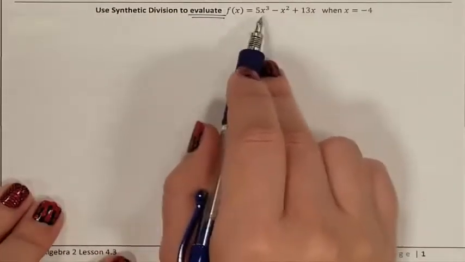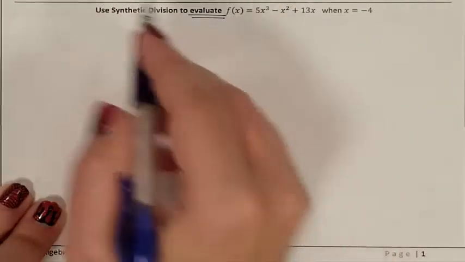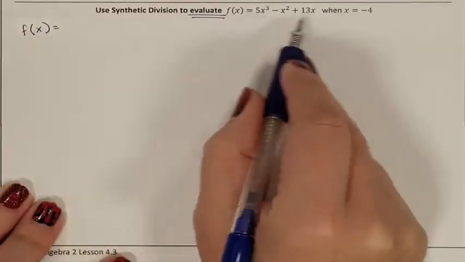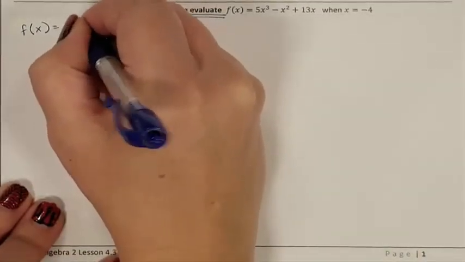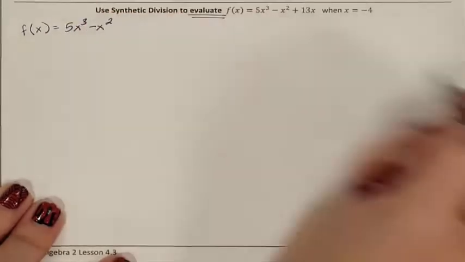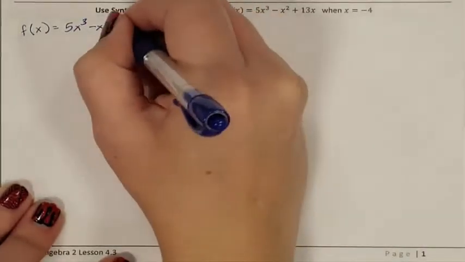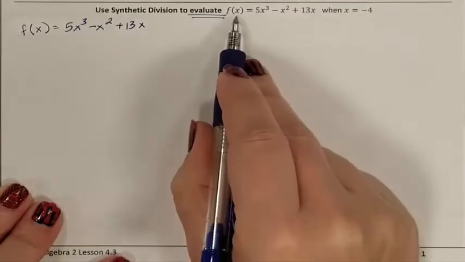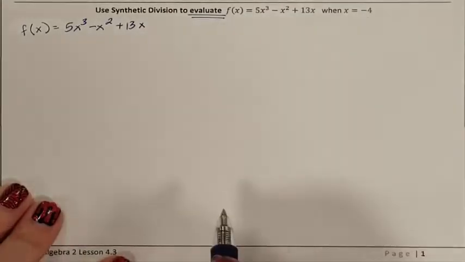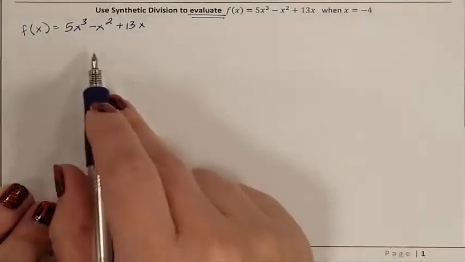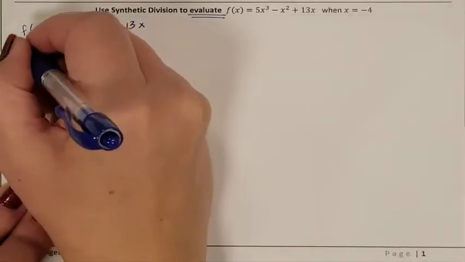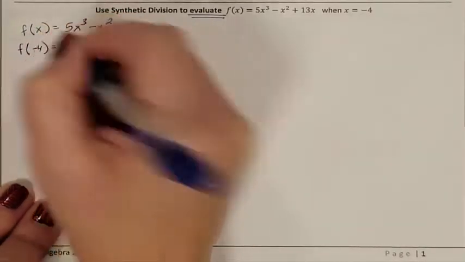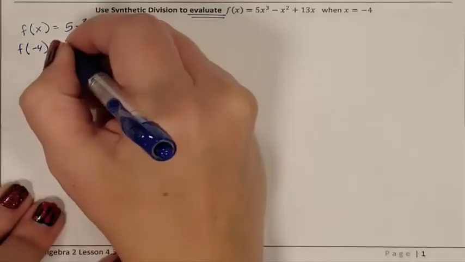So what this problem is asking: if I have f of x, and it is 5x to the third minus x squared plus 13x, it wants me to solve this problem when x is -4. If you were to do this like you did in middle school, you would have replaced all of the x's with the -4 you're trying to evaluate at.